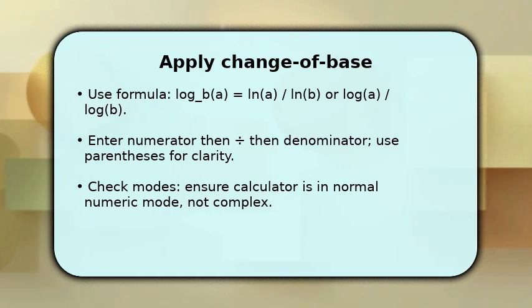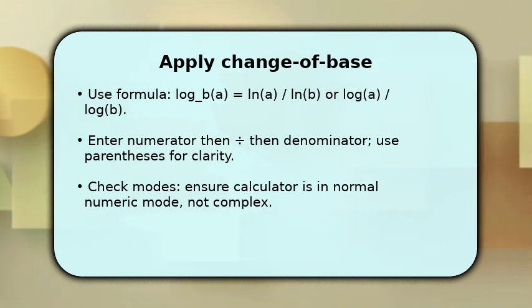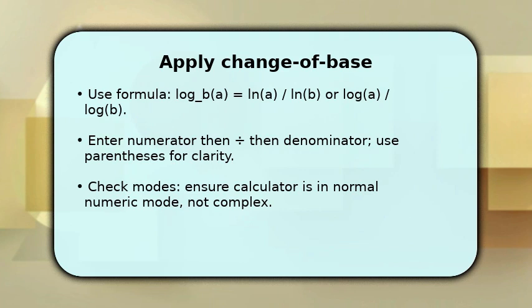First press ln or log, then the argument a, close parentheses, press divided by, then ln or log and the base b and close parentheses. This ensures correct order. For example, ln 8 divided by ln 2. Make sure to use the same function for both numerator and denominator so the ratio is valid.